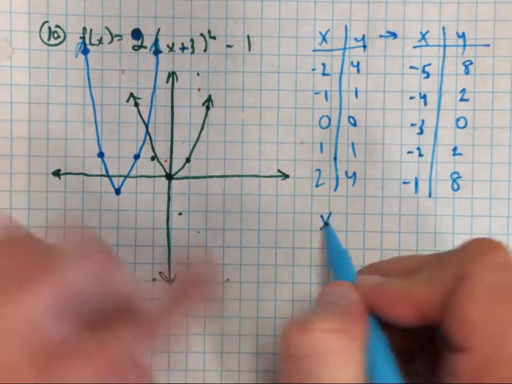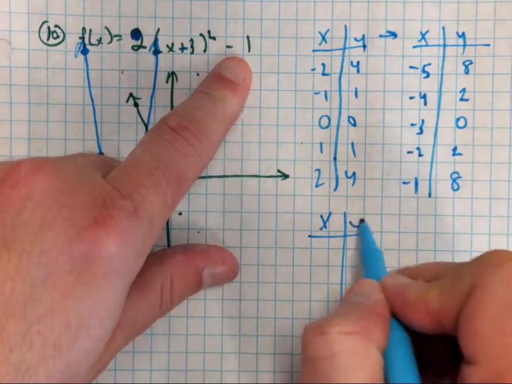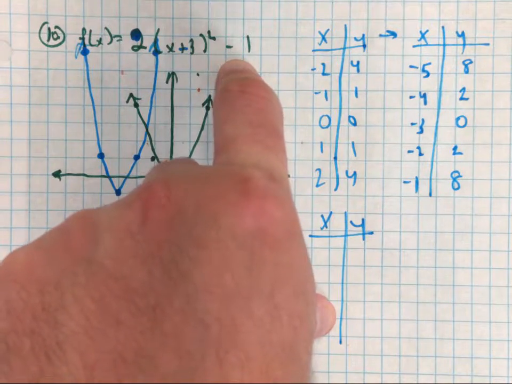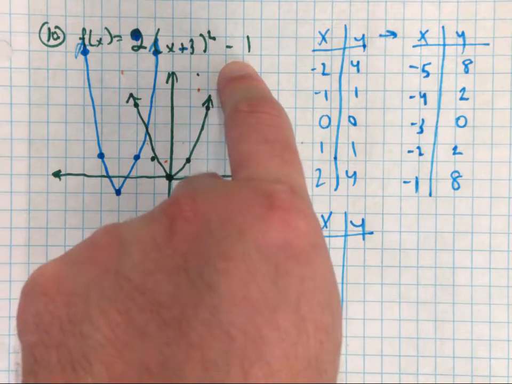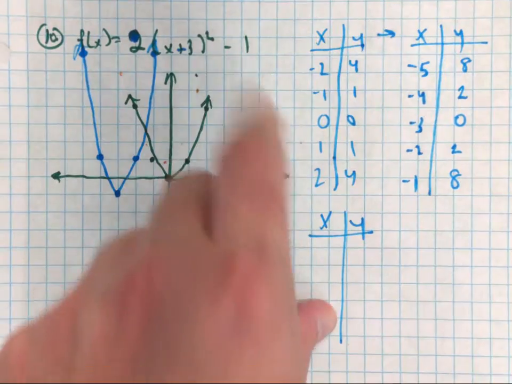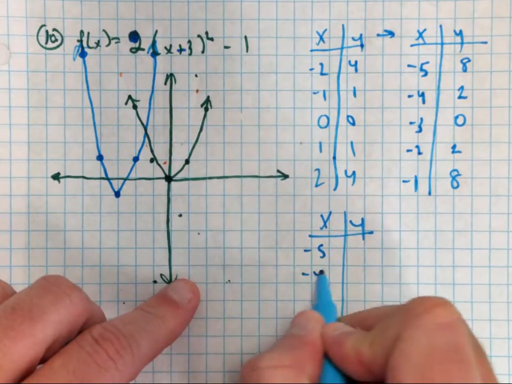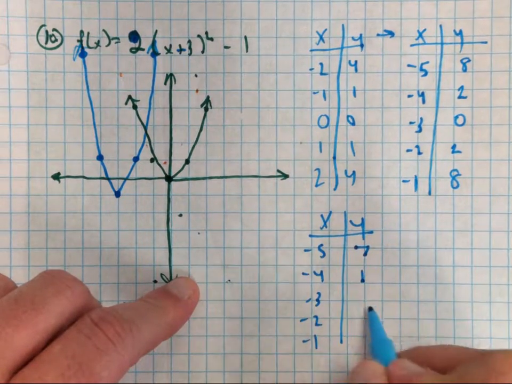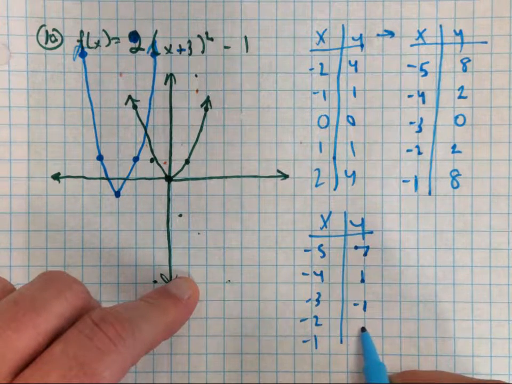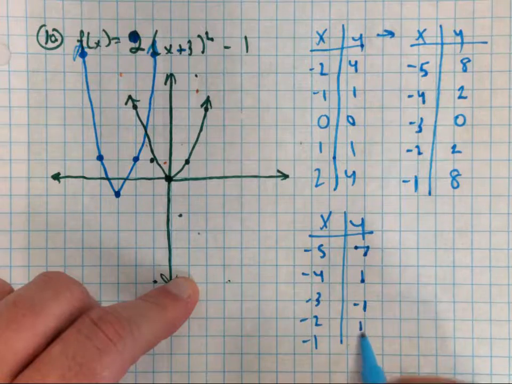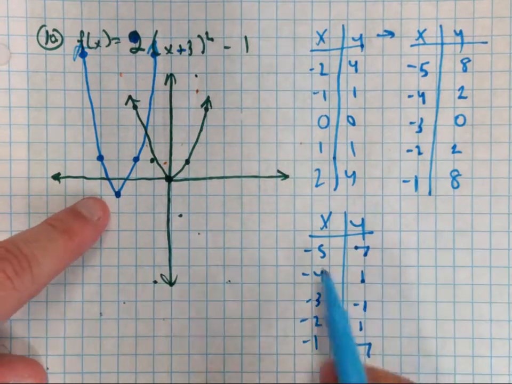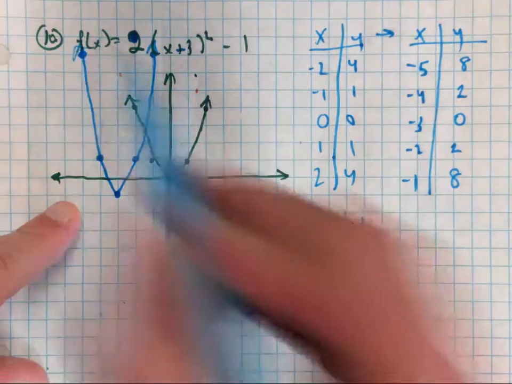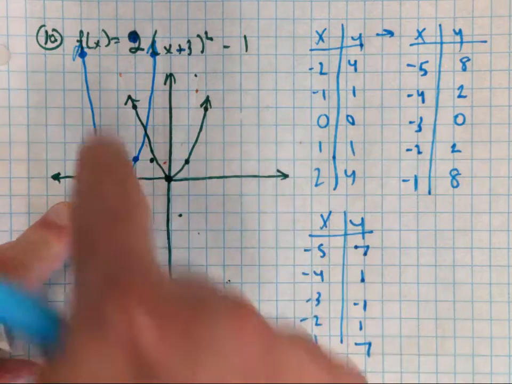Okay, I need to make another table because I still got one more thing to do. I'm moving down 1, so I need to add a negative 1 to my what values? Y. So I'm going to add a negative 1 to each of those. So that'd be 7, 1, negative 1, 1, and 7. And then I check, is that what we graphed? Negative 5, 7, 1, 2, 3, 4, 5, 1, 2, 3, 4, 5, 6, yep. Negative 4, 1, yep. Those are the same things I did there.